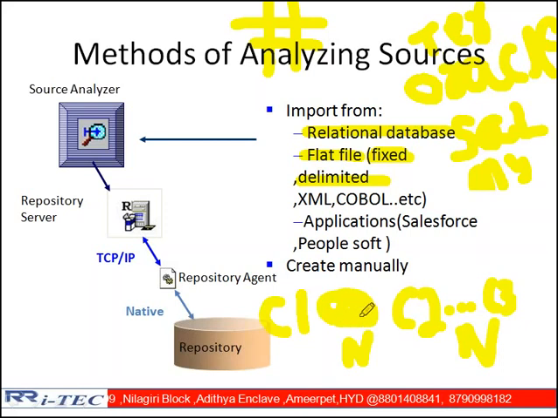Delimited means column 1 to column 2 is delimited by some kind of symbol. For example, comma delimited. If you are trying to delimit column 1 from column 2 with a comma, then it is called delimited. It may not be comma only, it may be a dollar symbol, a pipe symbol, anything. That is called delimited. Even your XML file you can treat as a flat file, and COBOL files, etc. Any flat file you can import as a source.